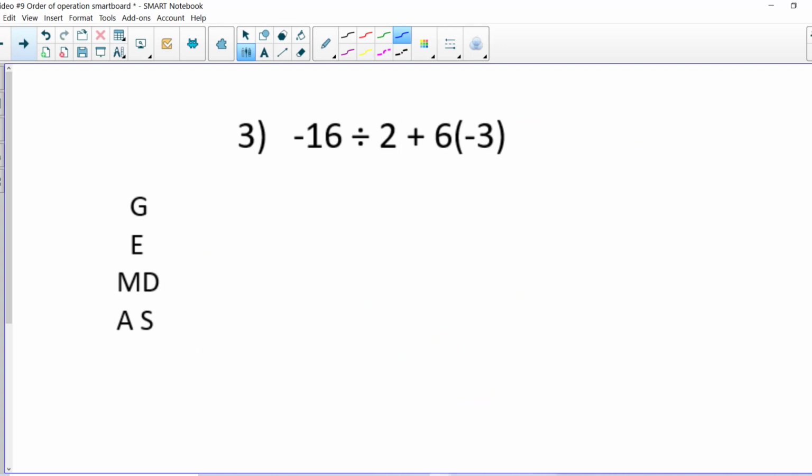Third one. So now what do I have here? I have division. So I'm going to circle the division. I have addition.